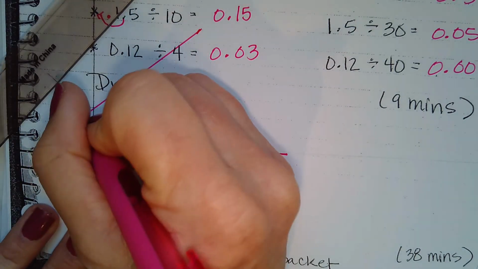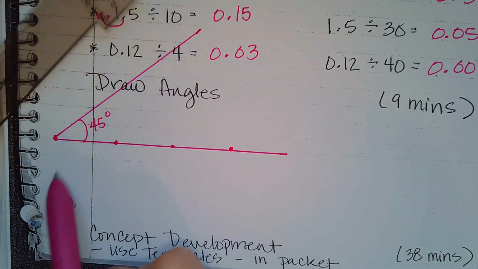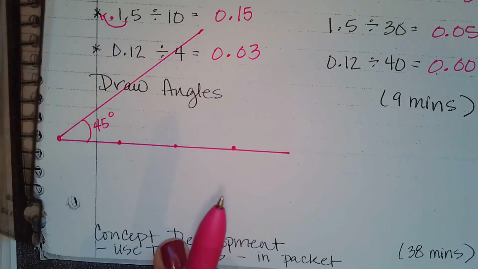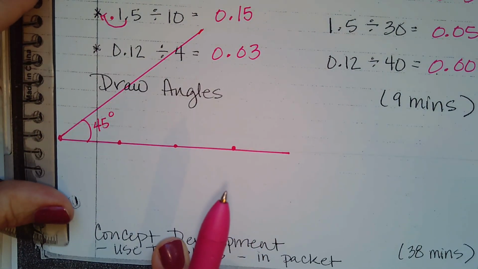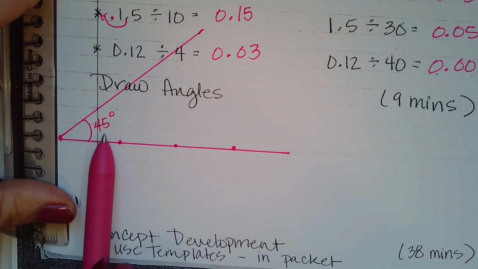So this is what a 45-degree angle looks like. Now remember, 45 is half of 90. So the 90-degree angle would be here. So 90 divided by 2 is 45.